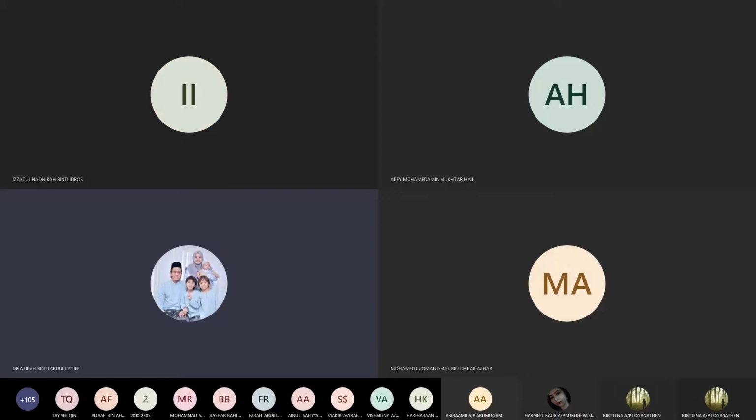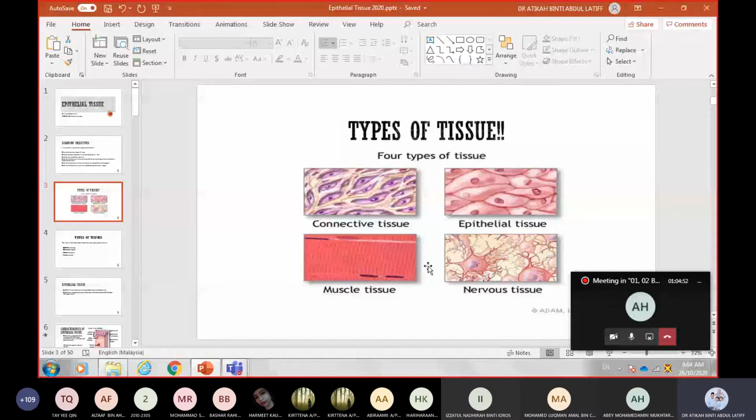Tissue, connective tissue, epithelial tissue, muscle tissue, and nervous tissue. So nervous tissue would be tissues in your nervous system. So your axons and dendrites and so on, that connects your brain and receives impulse and gives impulse and so on. So that's your nervous tissue.